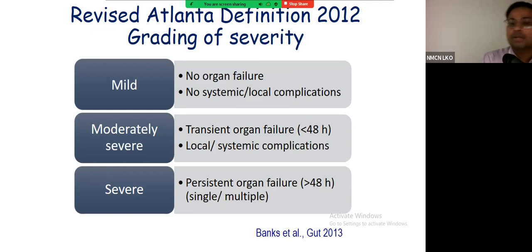Once we diagnose a case of acute pancreatitis, we have to grade its severity, and it is done by the revised Atlanta classification, which is divided into 3 groups: mild, moderately severe, and severe. In the mild case, there is no organ failure, which I will define in the next slide, and there should be no systemic or local complication. In moderately severe acute pancreatitis, there can be organ failure, but it is usually transient and improves within 48 hours, or there is a local or systemic complication. And severe acute pancreatitis is where there is persistent organ failure for more than 48 hours.